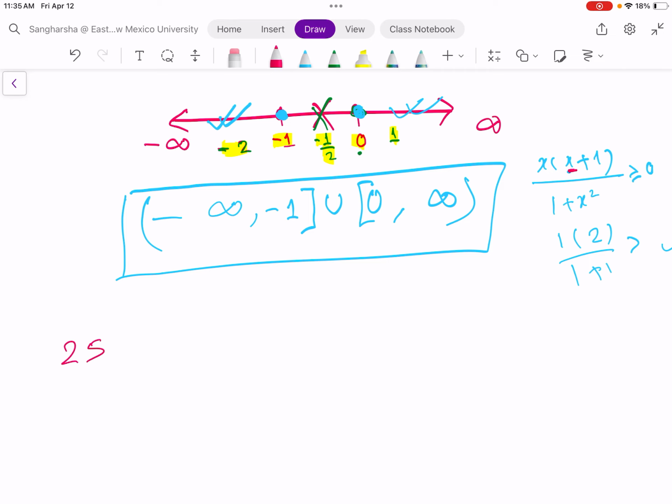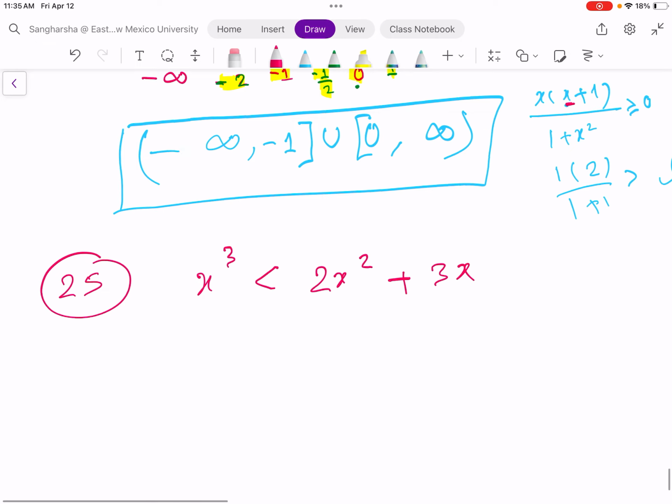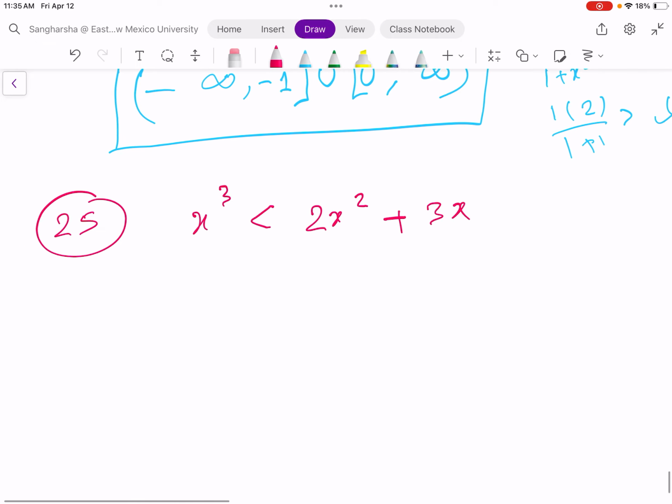Number 25. This is also homework. Okay, your homework. We have x cubed less than 2x squared plus 3x. So we have this inequality. What kind of inequality is this? Is this a rational? No, right? If you find the variable in the denominator, that is a rational. But we don't have our variable x in the denominator. So this is a polynomial inequality.